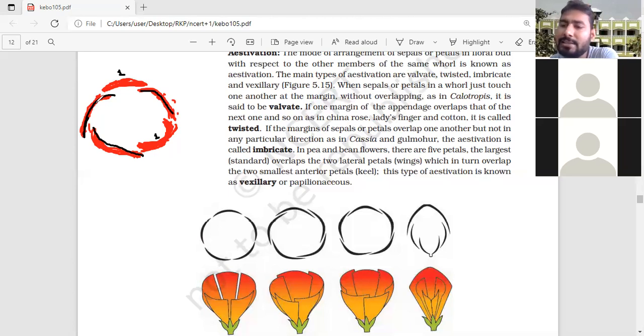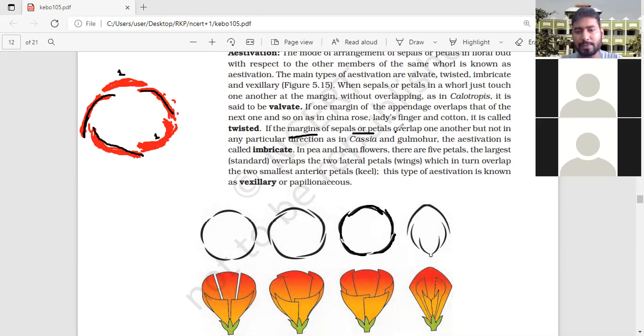And there is also quincuncial, which is similar to imbricate estivation, where two are inside, two are outside, and one is in the twisted manner. Now you can see these whorls are inside, and these whorls are outside. The other remaining are in the twisted manner. Such a type of estivation is known as imbricate estivation.